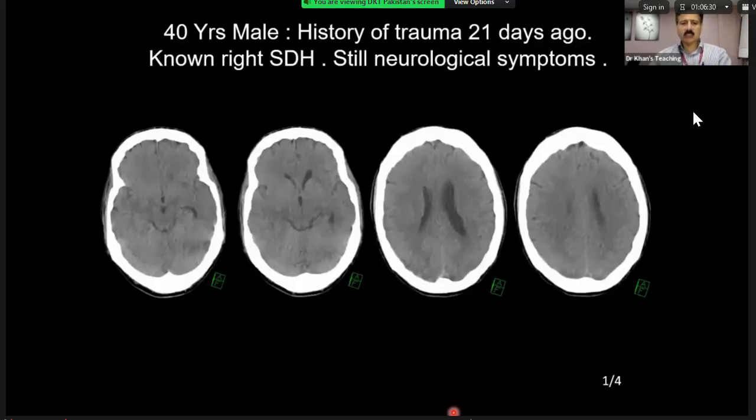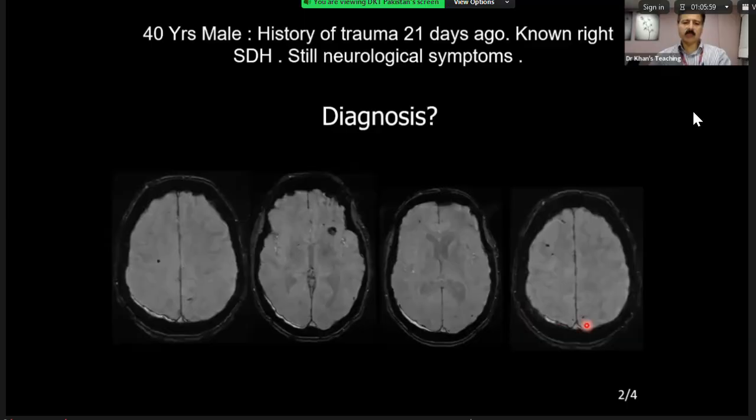Okay, this case is your last case, candidate 5. This patient had history of trauma 21 days ago, had a small subdural hematoma on right side, still is having neurological symptoms. A CT scan was done. The subdural hematoma is barely visible, but the patient was not well, and MR was done.